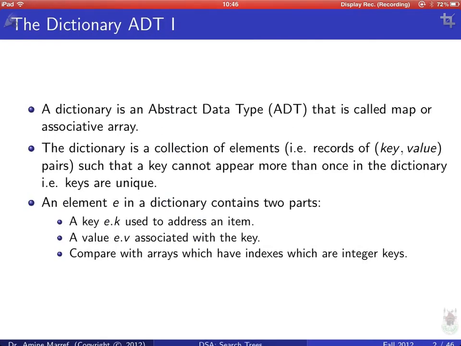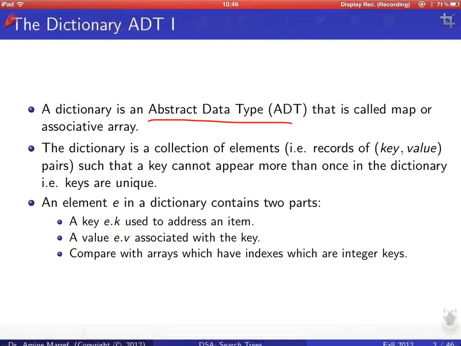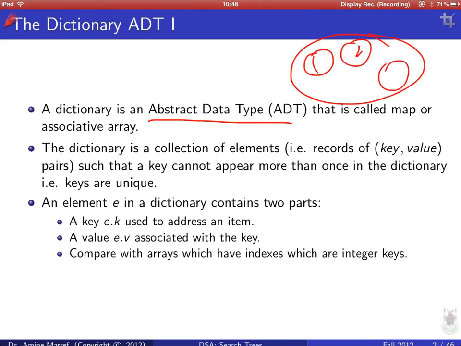A dictionary is an abstract data type, which is basically a collection of elements. We have lots of elements, and together they form a dictionary. We do not know how these elements are stored or anything. It's just a collection of elements, 1, 2, 3, etc. The elements are records. Each record has a key and has a value.